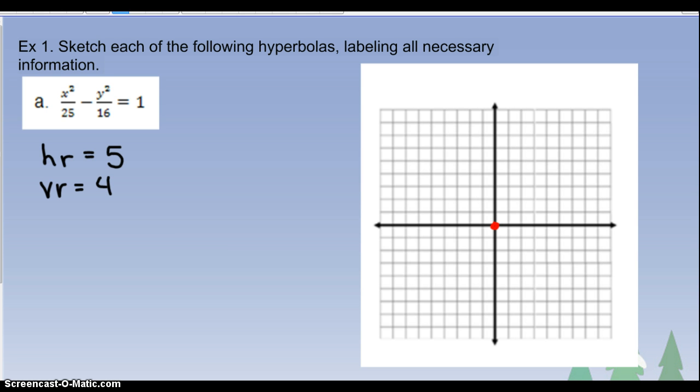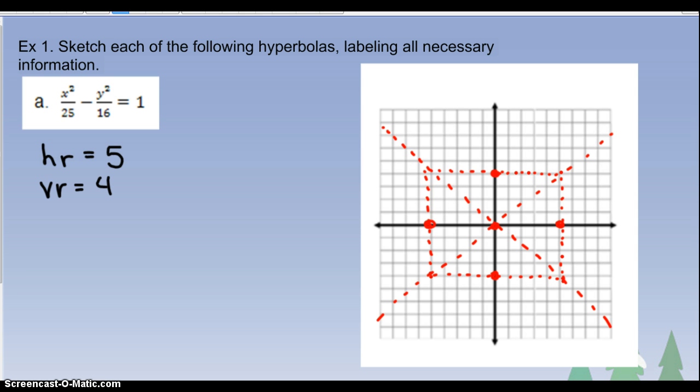We're going to count out 5. 1, 2, 3, 4, 5. 1, 2, 3, 4, 5. Counted those horizontally. And count 4 vertically. 1, 2, 3, 4. 1, 2, 3, 4. Now make a dotted box. Okay, we're going to draw in the diagonals that are the asymptotes.